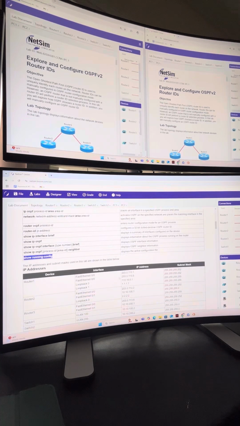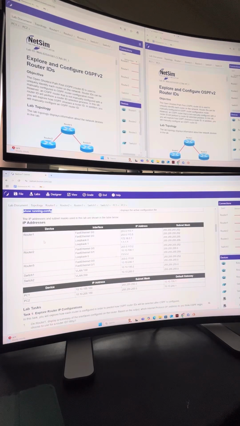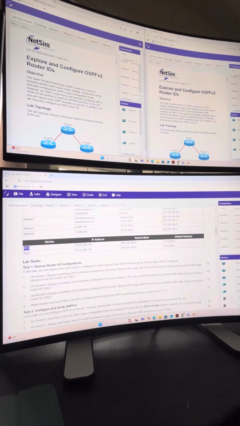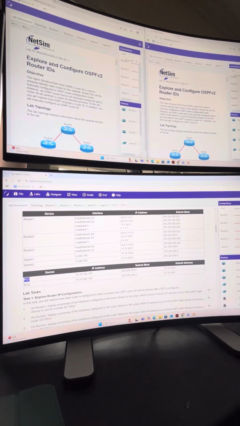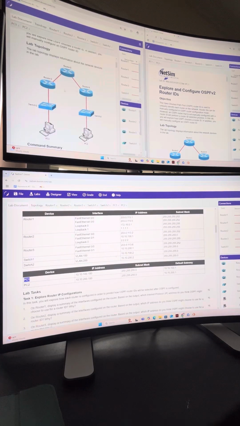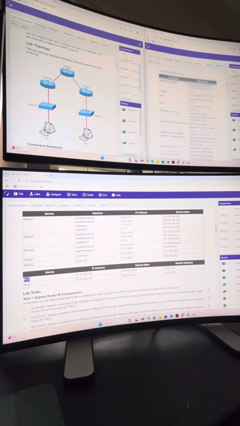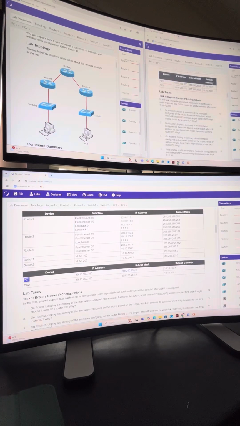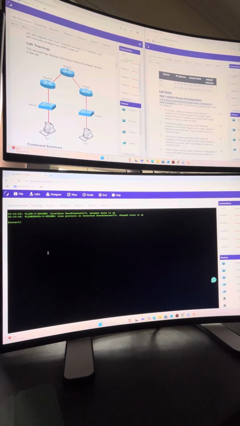Okay, so if we take a look at our IP address table, we can see each device's interfaces, as well as its IP addresses and subnet masks. We would definitely refer back to this table as needed throughout the lab. And we can also see our PC's IP address, subnet mask, and default gateway. All right, so let's go ahead and get into this lab. We're going to keep our lab topology up here in the top left. We're going to be doing our lab readings in the top right. And we're going to be doing all of our configuration down here at the bottom.